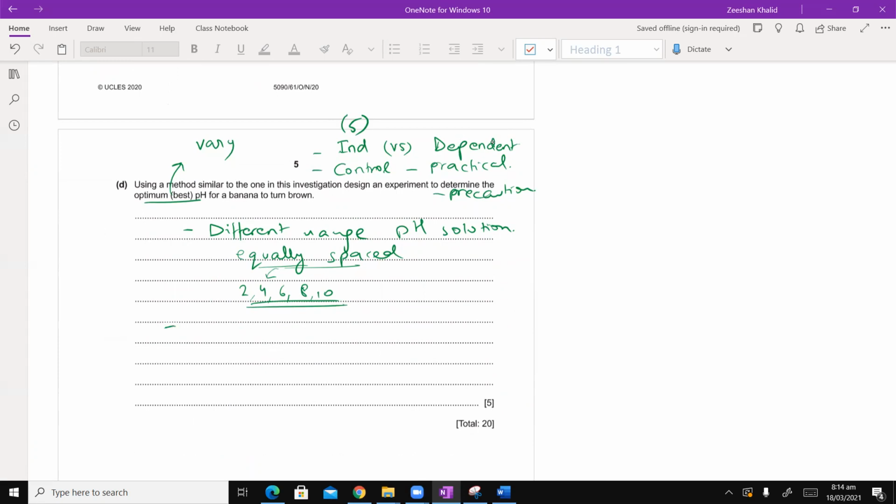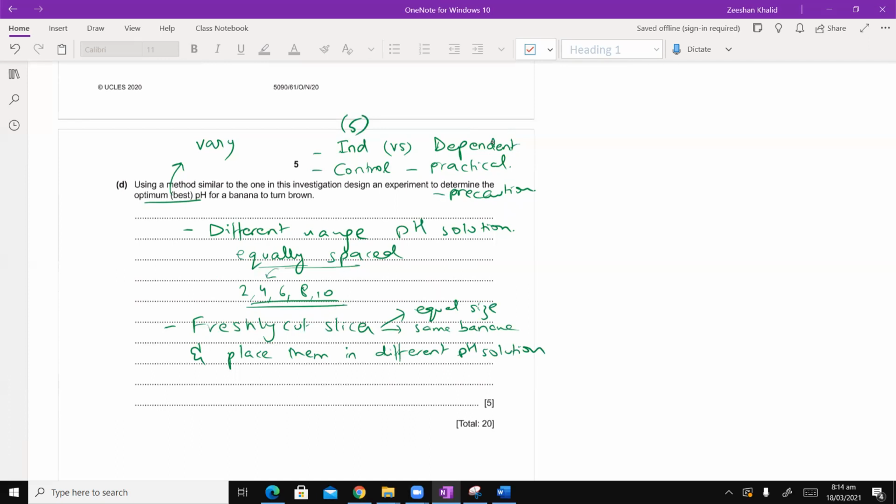अच्छा जी, फिर हम क्या करेंगे? Again, we will take freshly cut slices, और इसमें हम ख्याल रखेंगे कि freshly cut slices equal size के हों, इसी तरह they are from the same banana, and so forth. Okay. And then what we do is we take these freshly cut slices and place them in different pH solutions that we prepared. Okay. But for how long? For equal interval of time.